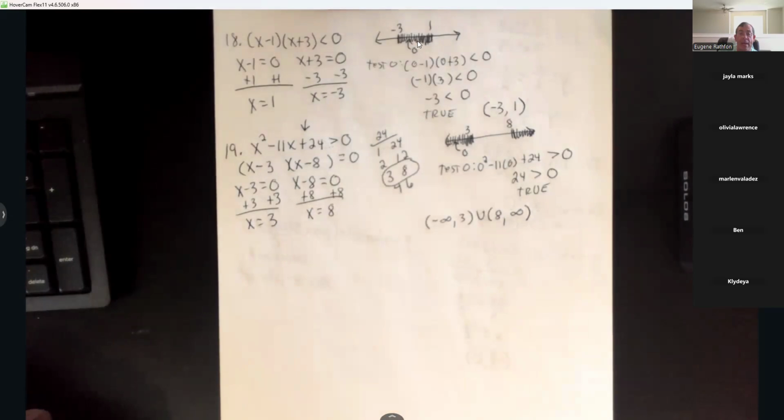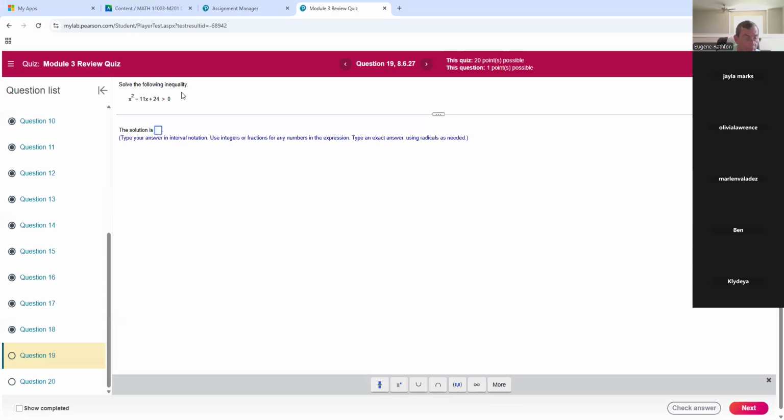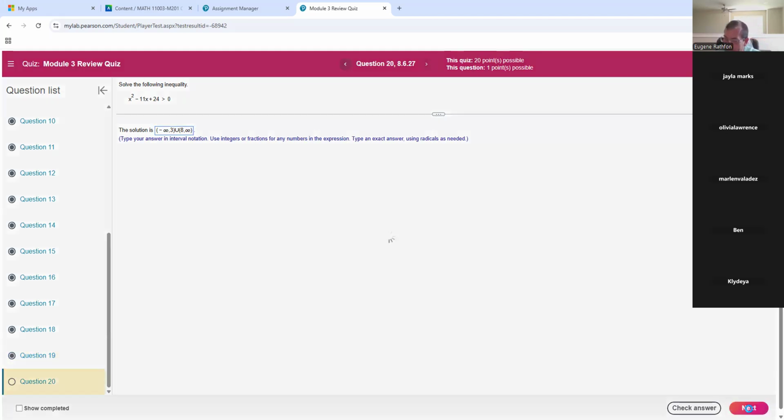All right, y'all, so you would go put that in. So we'd start with parentheses, negative infinity, comma, that went to what, 3, and then union, parentheses, from 8, comma, to positive infinity, and then parentheses. Okay, so that one's done. So we hit next.